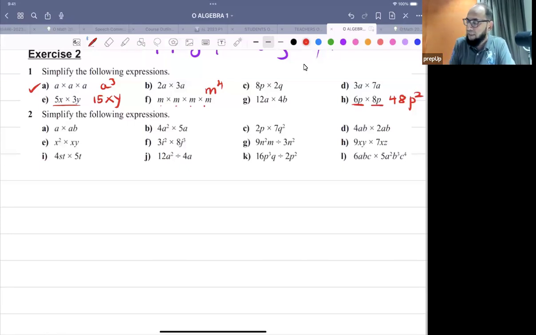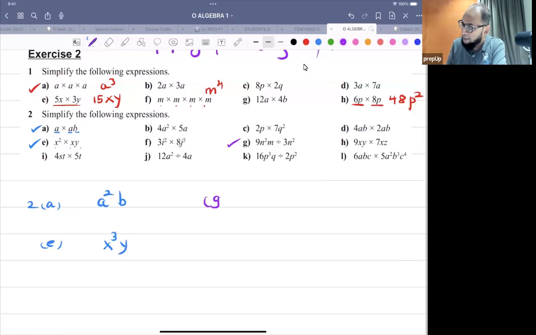Now, secondly, the next question, simplify the following expression. a into ab. So this is a square b, because there are 2 a's and 1 b. Similarly, if I focus on 2e, that is x square into x into y. So that is x square into x, that is x cube into y. Let me talk about some division. Something like g.